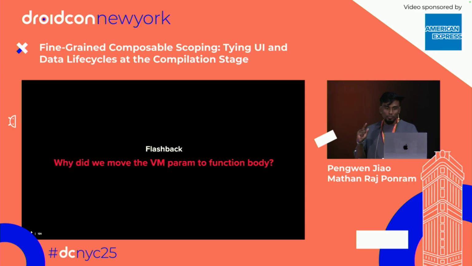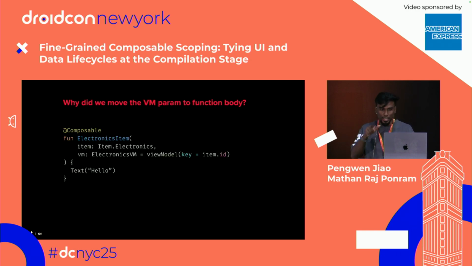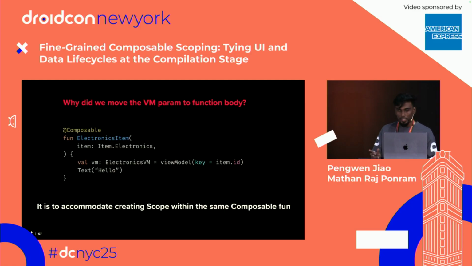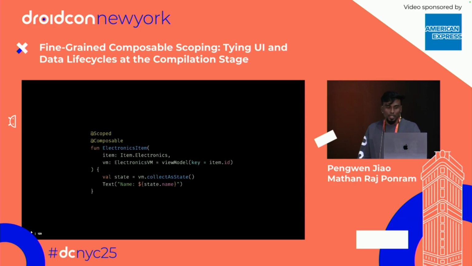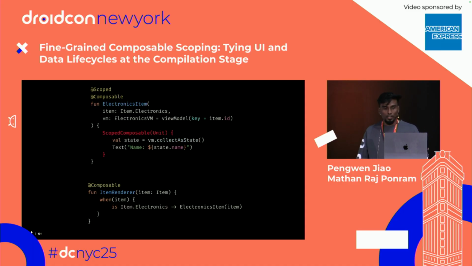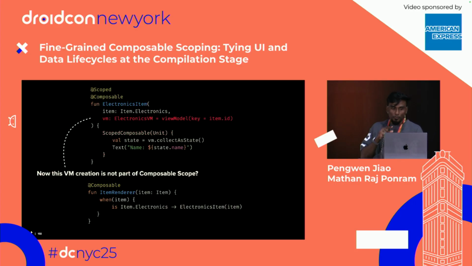And if you just go back, we moved the view model creation from the parameter to the function body, right? Why did we do that? This is to accommodate creating scope within the same composable function. Let's take an example. Let's say this is the electronics item which is scoped. Now this function gets called from another function called item renderer, right? Whenever a KCP transform happens, we will wrap the function body. Now the view model creation is actually living outside of the scope. It is not living inside of the scope, right?